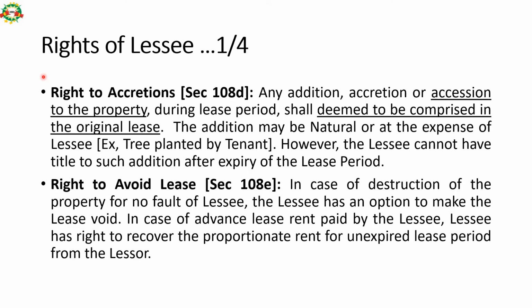In case of advance lease rent paid, the lessee has right to recover the proportionate rent for unexpired lease period from the lessor. For example, I have taken a property on lease and the property gets demolished because of earthquake. Then I may stop paying rent to my lessor. And if I have made an advance payment of rent to the lessor, I can claim it back, proportionate rent.